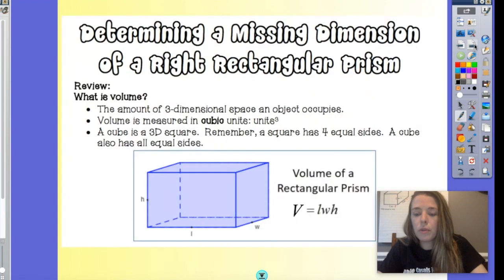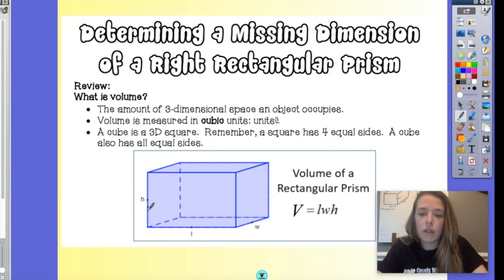So let's review what we've been working on. When we're calculating volume, we're trying to determine the amount of three-dimensional space that an object occupies. Volume is measured in cubic units, which means the exponent is going to be the number 3. Just keep in mind a cube is a 3D square, which makes it a little special because a square has all equal sides. A cube also has all equal sides.